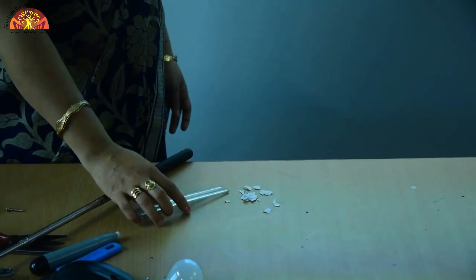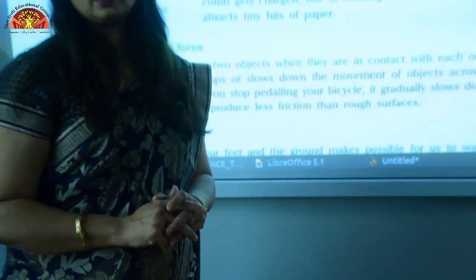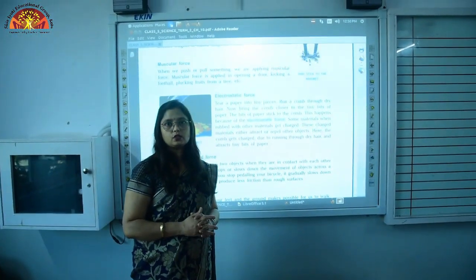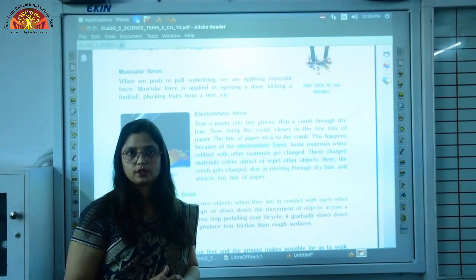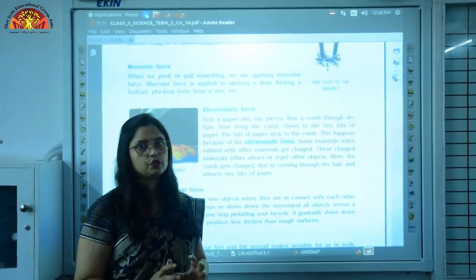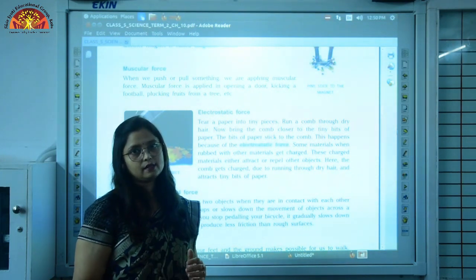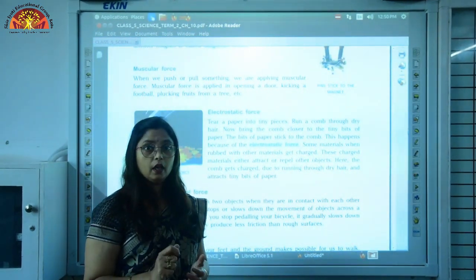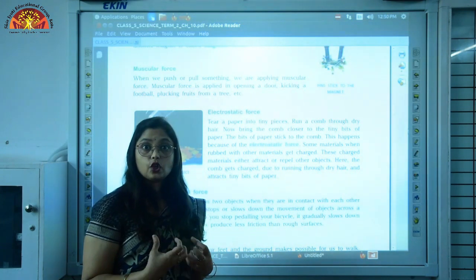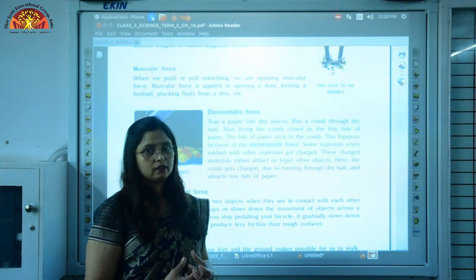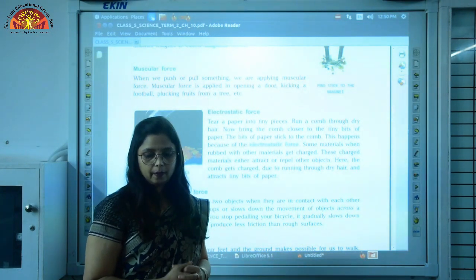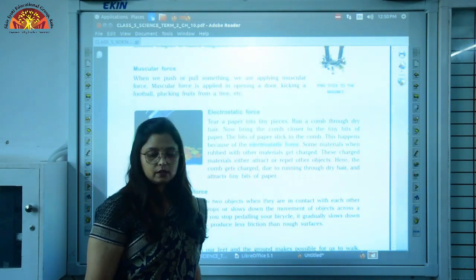Now why is this attraction here? This attraction is here due to the presence of electrostatic force, and this electrostatic force is due to the charged particles which are present in the paper as well as in the ruler, and when we rub this ruler, it gets charged and these particles attract the other particles towards them. Now let us come to another type of force.